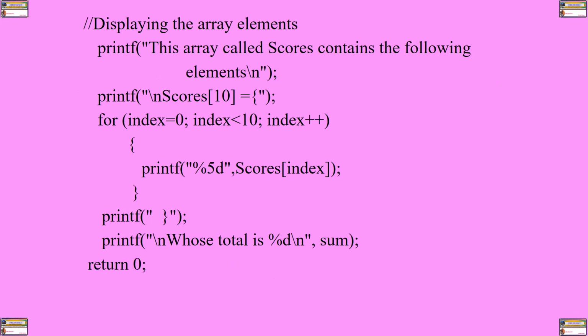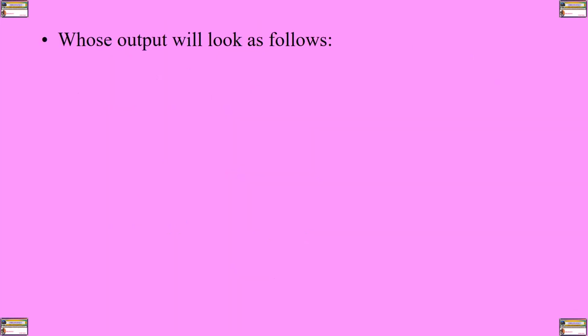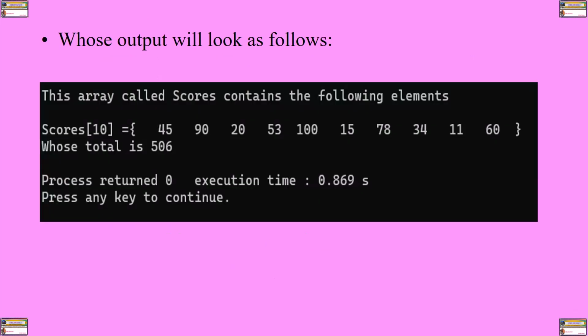Once that is done, this statement is telling the compiler or the processor to take the control back to the operating system, and then the program will end. So the output for this program will look as follows. That's how it will look. This array called scores contains the following elements: scores 10, and then the elements are there.